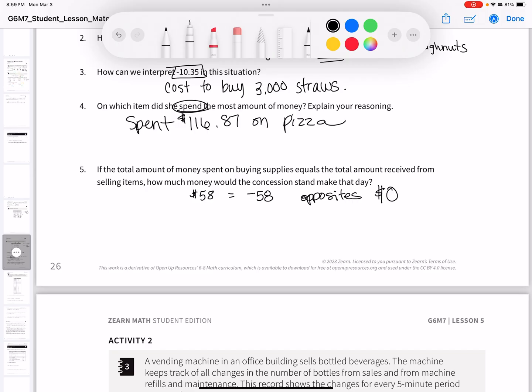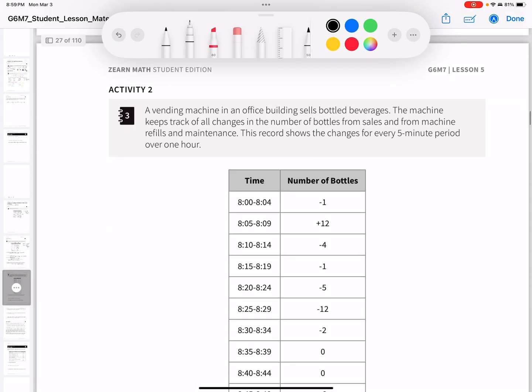So how much would the concession stand make that day? $0. All right, let's go to the next activity.